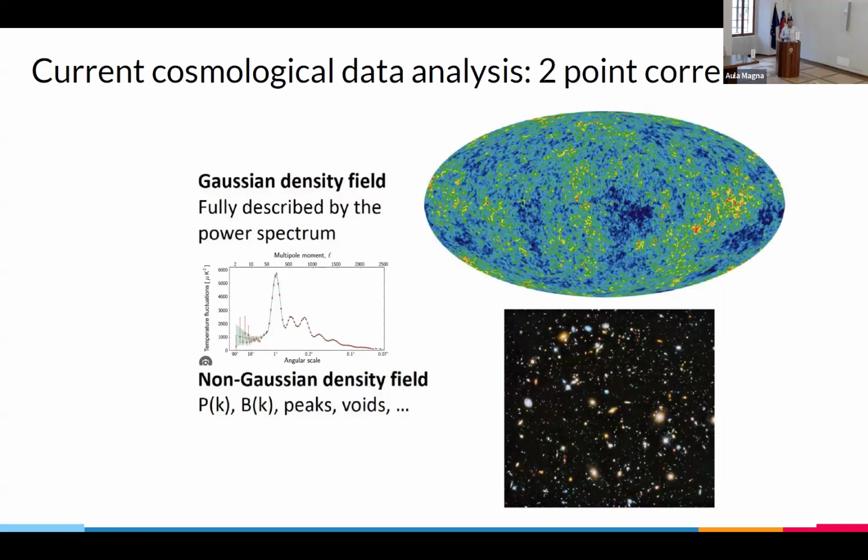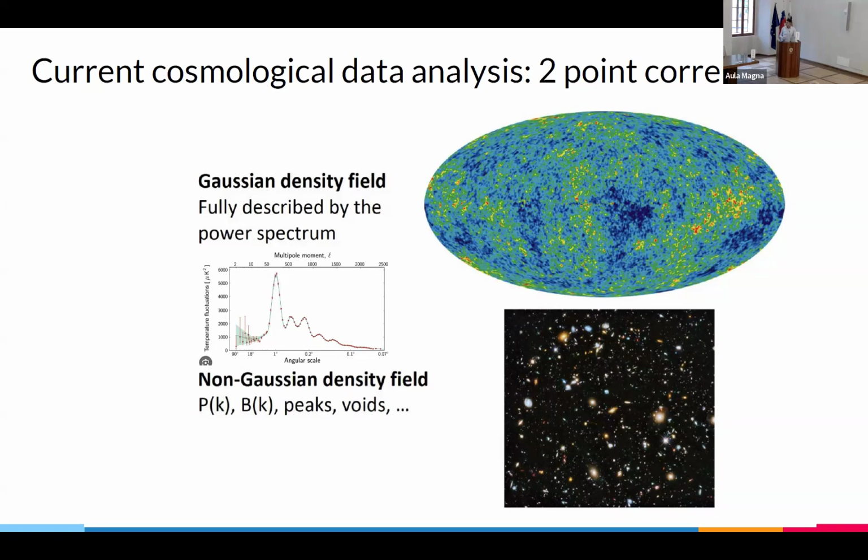For the most part, the data analysis is actually very simple, and it's only based on the 2-point correlation function. So this is fine if you have Gaussian distributed data, which we believe the cosmic microwave background is very close to. And so in that case, we're extracting most of the information from the data. But when you look at an image of galaxies like that, that clearly is not a Gaussian distribution. And so there's more information in the data than in just the 2-point functions, such as the correlation function or the power spectrum.